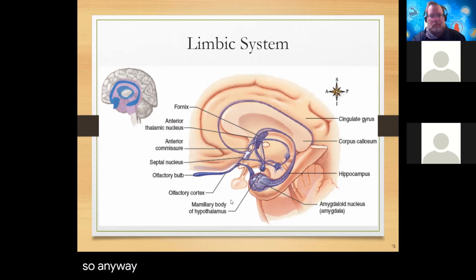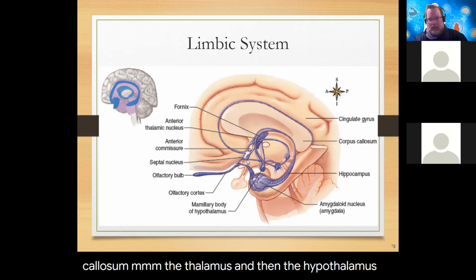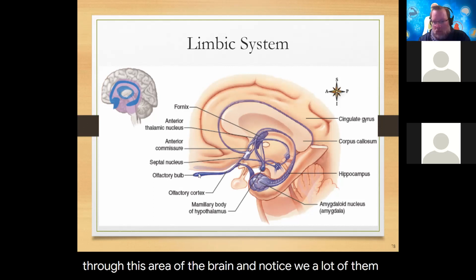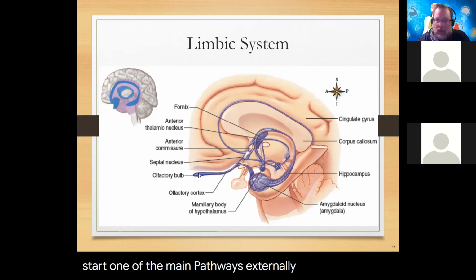So anyway, limbic system, again, we see that corpus callosum, the thalamus, and then the hypothalamus. So there's an actual pathway of neurons and nerves that travel through this area of the brain. And notice a lot of them start, or one of the main pathways externally is going to be through the olfactory. So we know that that sense of smell has a major effect on the limbic system, on emotions.